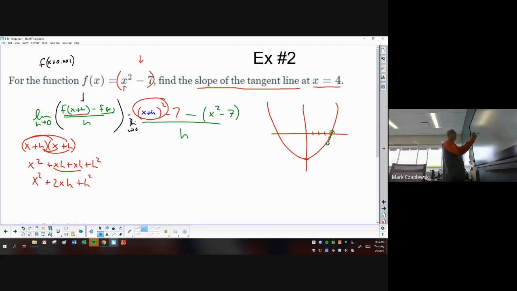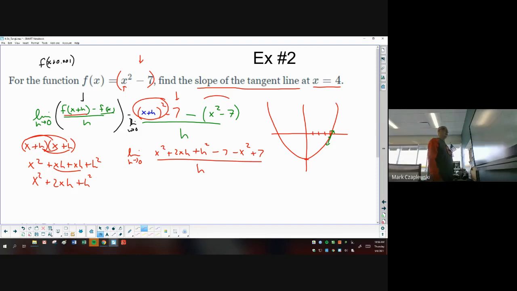So basically, we're going to be taking the limit as h approaches 0 of that squared, which ends up being x squared plus 2xh plus h squared, minus 7. Don't forget the minus 7. And then don't forget all this stuff over here. So I'm going to distribute in the negative. So things are going to cancel. You're going to see x squared and negative x squared, negative 7 and positive 7.